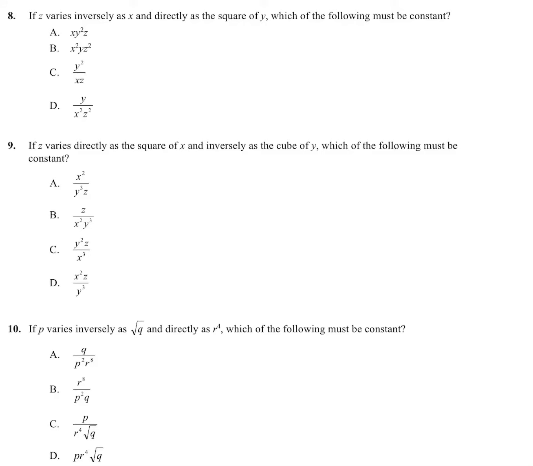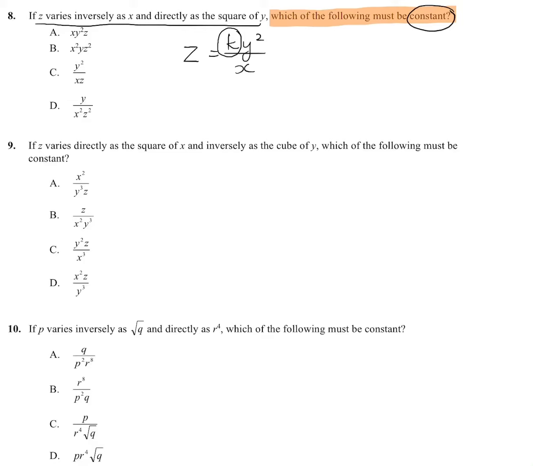And the next type we're going to talk about is when they ask which of the following will be a constant. The way we do it is, again, rewrite the equation from the statement. So z varies inversely as x and directly as the square of y. Okay, that's all you need to do. And after that, because they're asking which of the following is a constant, actually k is a constant term.